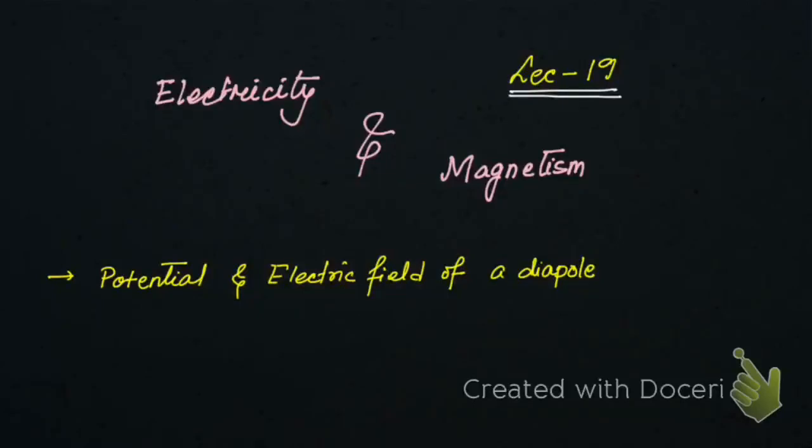Hello friends, welcome to another lecture, number 19 of electricity and magnetism. And our topic of discussion is potential and electric field of a dipole.